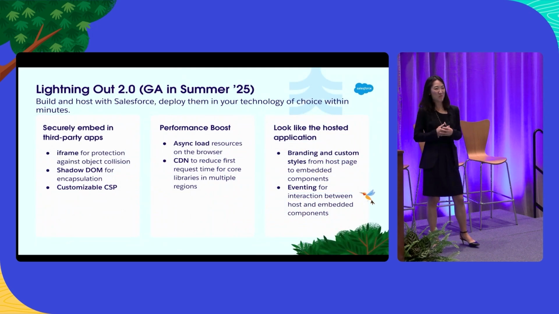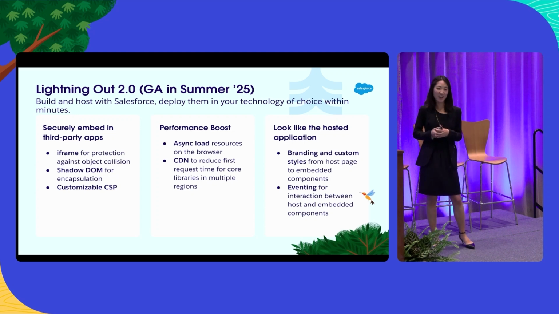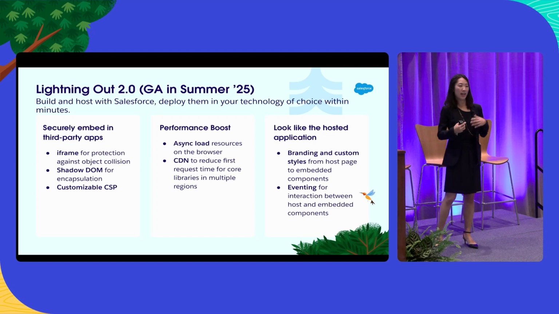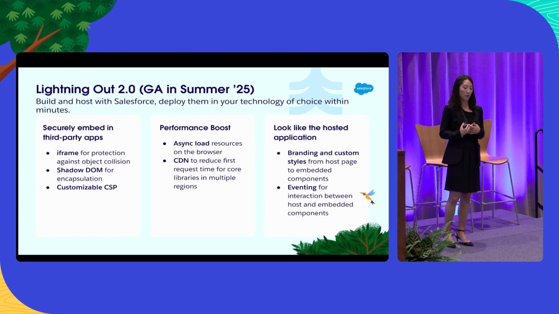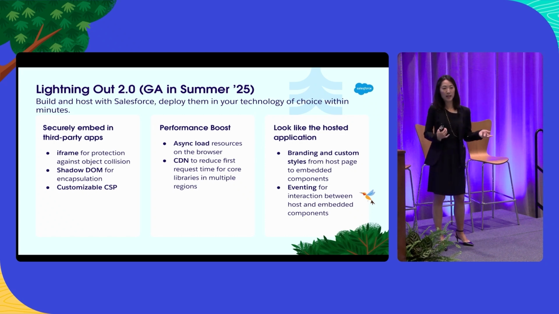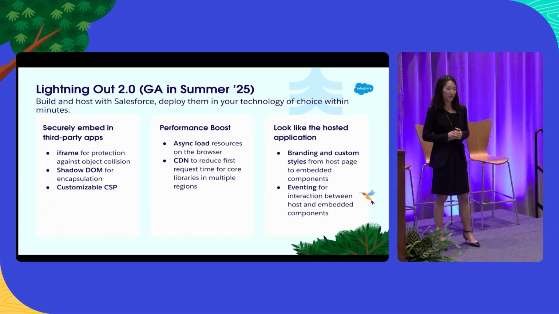We are excited to bring this feature to general availability in summer 25, along with a range of new enhancements that we are introducing as a part of this release, including some of the security policies like isolation and encapsulation that's enabled through iframe and Shadow DOM. We're also including customizable CSP and an API to interact between the iframe and the host page.